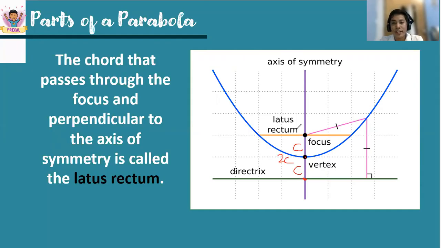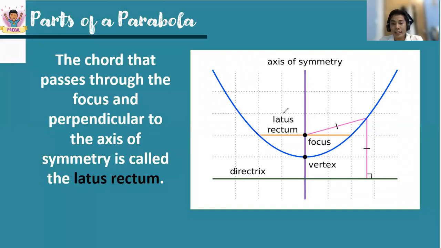So if c is 5, meaning there are 5 units from the vertex going to the focus, therefore, there will also be 5 units from the vertex going to the directrix. So they are equidistant.